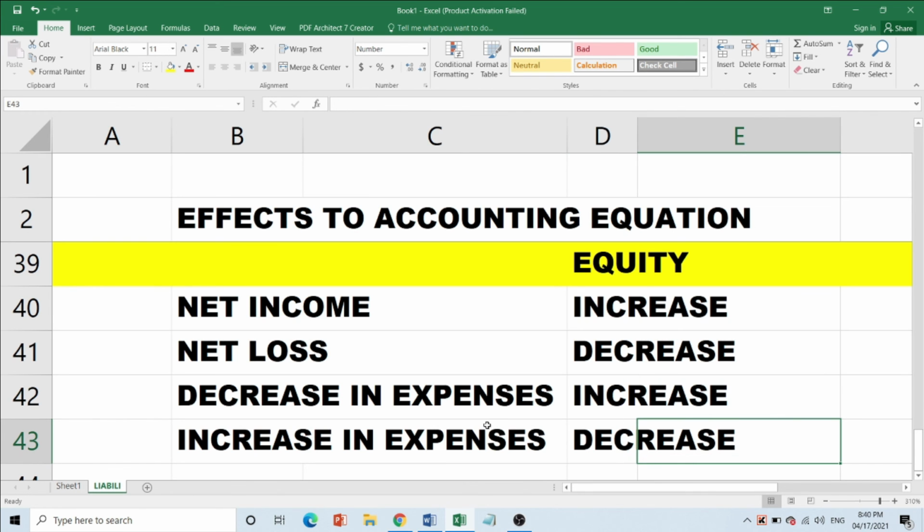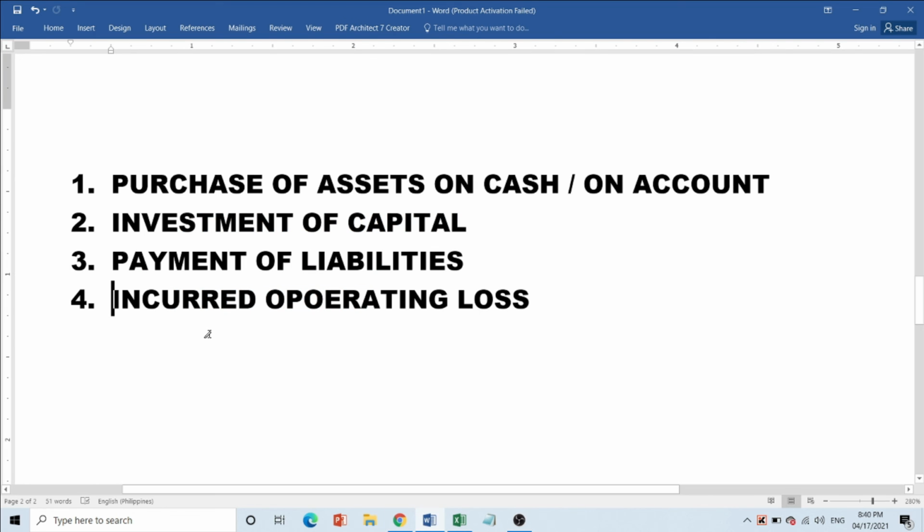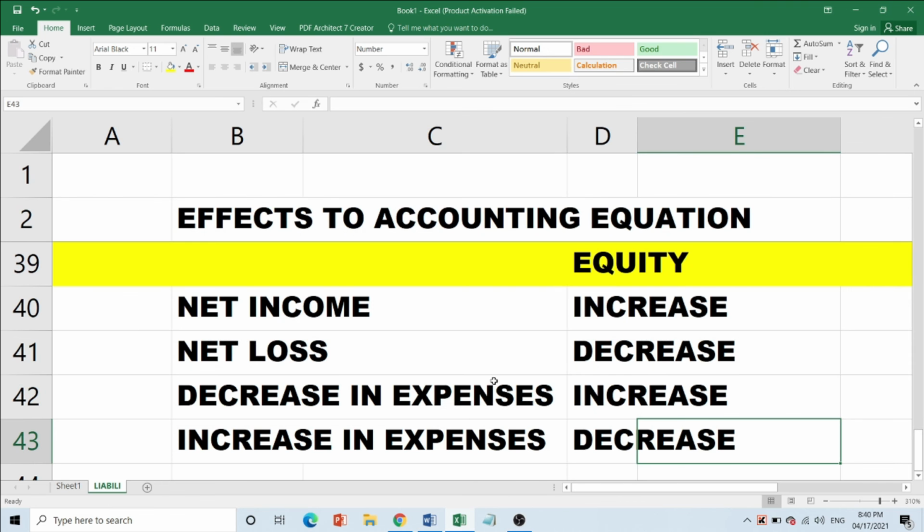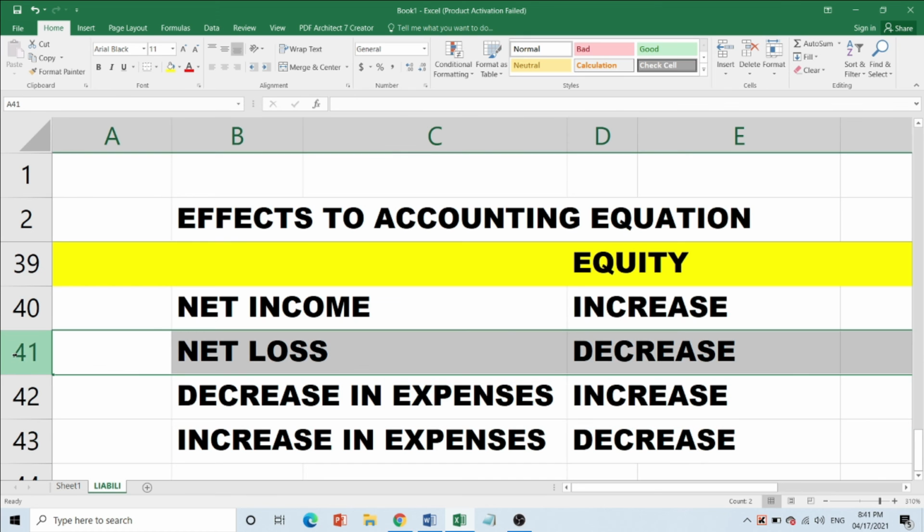That is how we are going to analyze, and by using the accounting equation, so it will help us a lot. So this is a sample natin, incurred operating loss. So since nag-incur ng operating loss, si company dapat mag-decrease the equity. Okay, so ang effect niya, that is a decrease in equity.